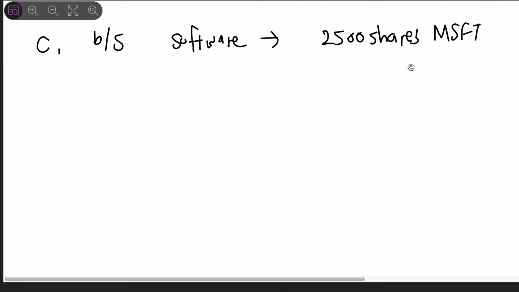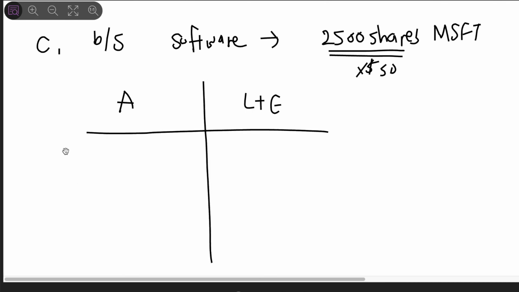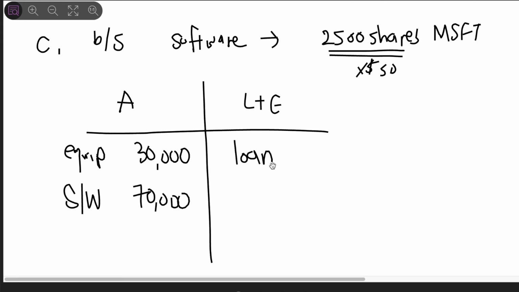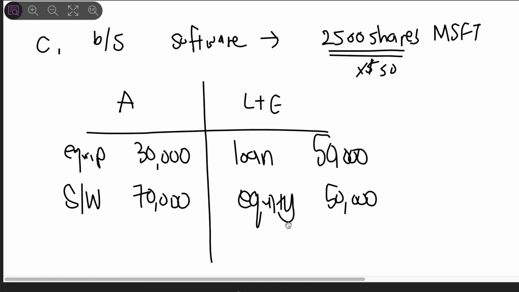So when you sold the software, what change happened to your balance sheet? And we're gonna get the value of the Microsoft with the $50 per share, because we know that at the ending part of number 9, Lenny sold 2,500 shares of Microsoft at $50, right? So if we look at the balance sheet, asset, liability, equity. So we had equipment of 30,000, and we have software 70,000, liability of loan 50,000, and equity 50,000, right?